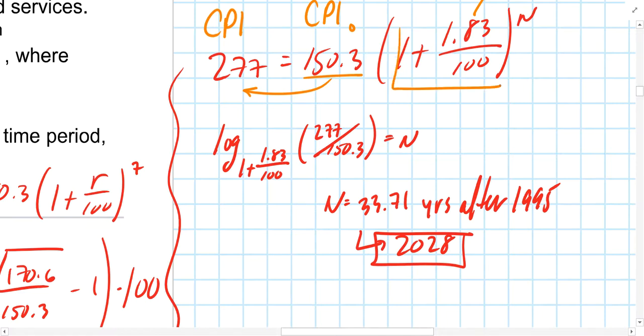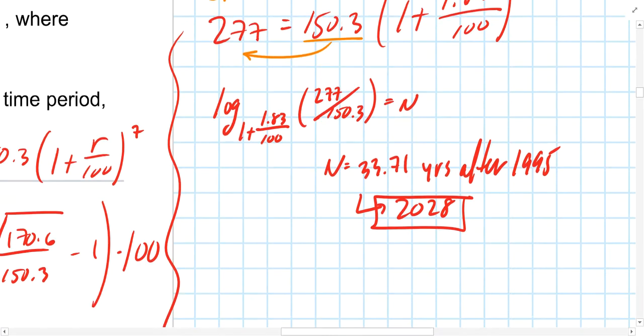Now here again, I'm not interested in what this base value is. I'm not going to reach for a calculator. And I'm also not interested in finding what 277 divided by 150.3 is. I'm not going to take the chance of keying in a number incorrectly or reporting a number incorrectly off of the calculator.